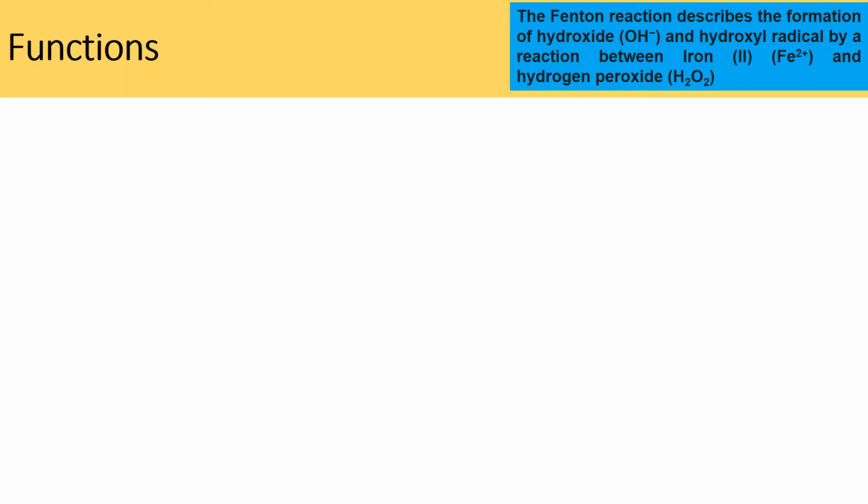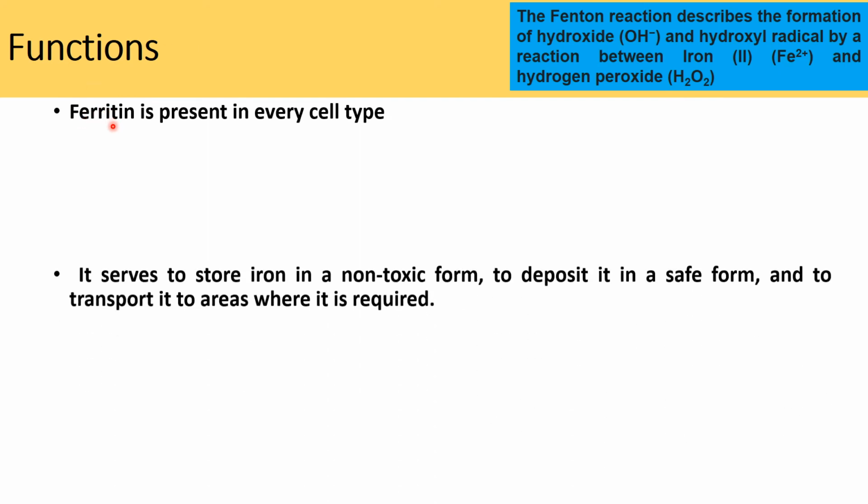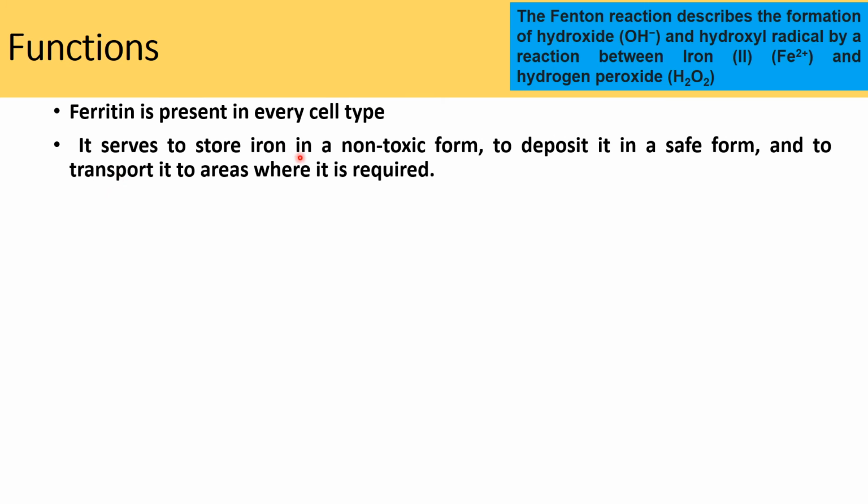What are the functions of ferritin? Here you can see the functions. Ferritin is present in every cell type that we know. It serves to store iron in a non-toxic form, to deposit it in a safe form, and to transport it to areas where it is required. We know ferritin is a storage unit that stores iron in a non-toxic form. That is very important, and it is safe. Iron deposited in it is very safe, and it is transported to various areas or various tissues where it is required.